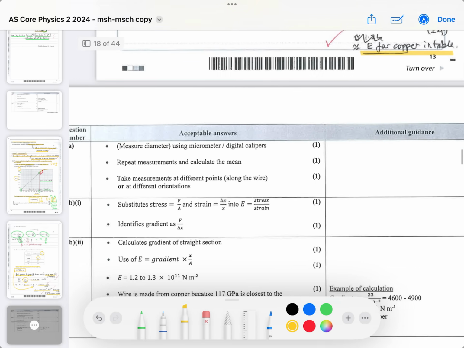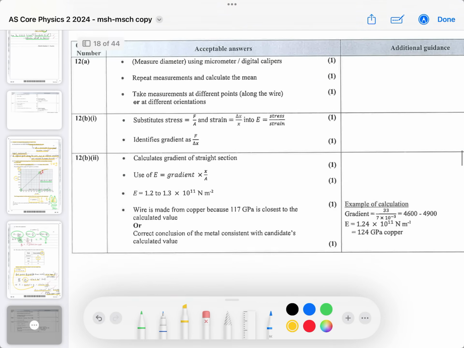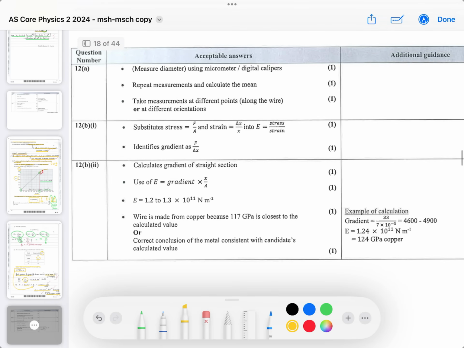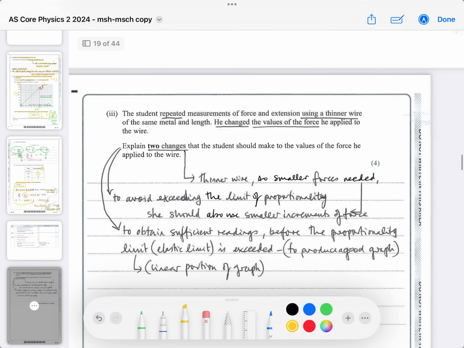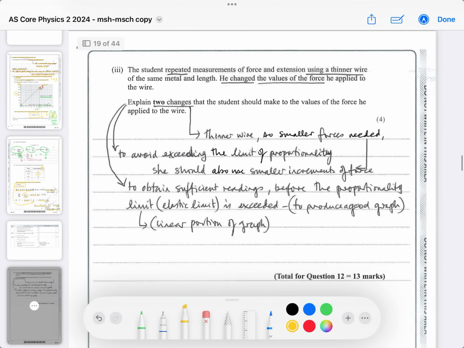Okay, and here you've got the mark scheme for question 12. I'll let you stop the video if you want to take a closer look at it. Alright, so I'm going to stop the video at this stage. Oh no, we've got one more part, so I'll do this and then I'll stop the video.